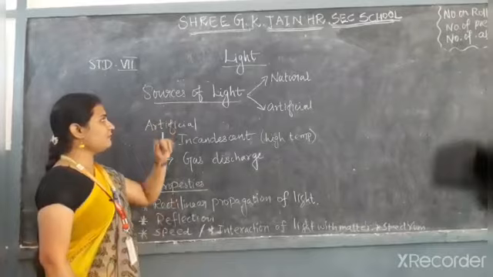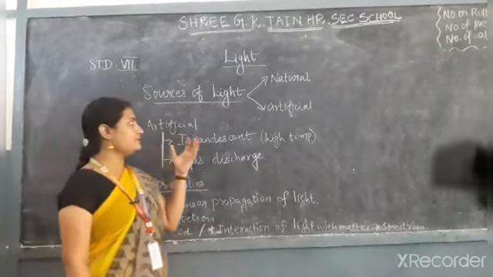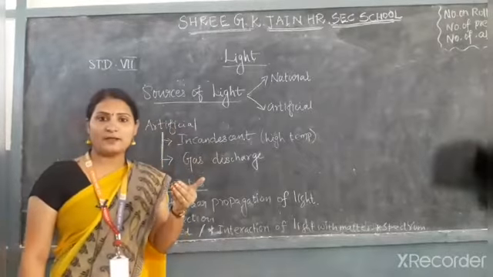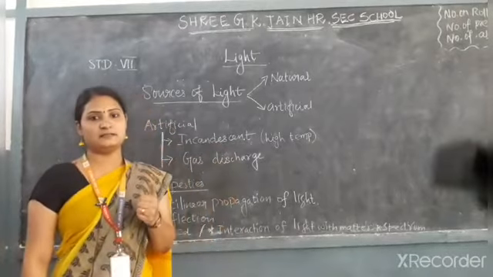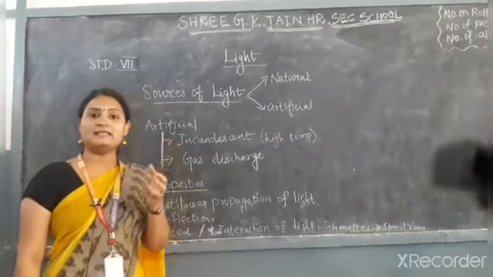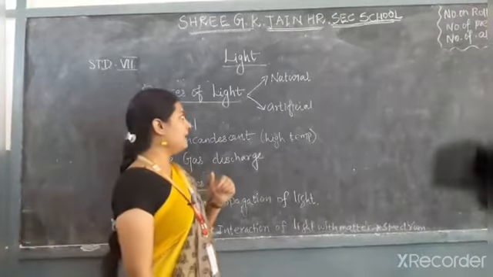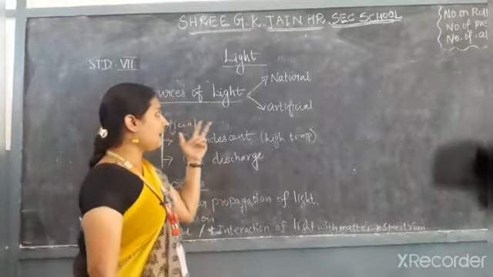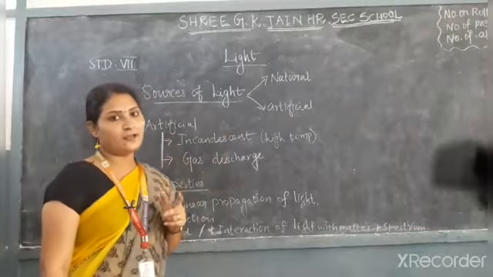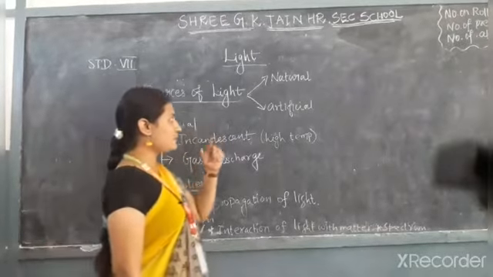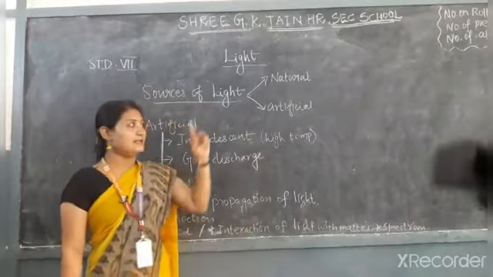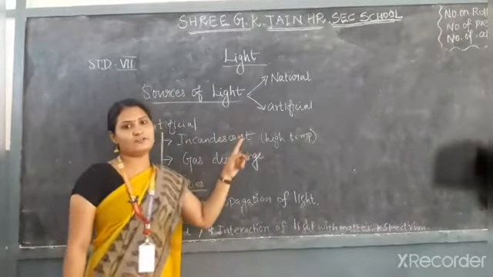See, sources of light. What is meant by source? It is that from which the light gets emitted. That is what a source of light is. So wherever the light originates, it can originate from two categories of sources. One is natural source and another one is artificial source. Natural source of light and artificial source of light.